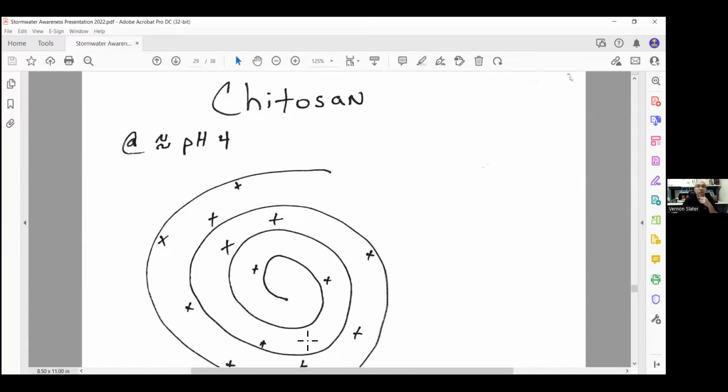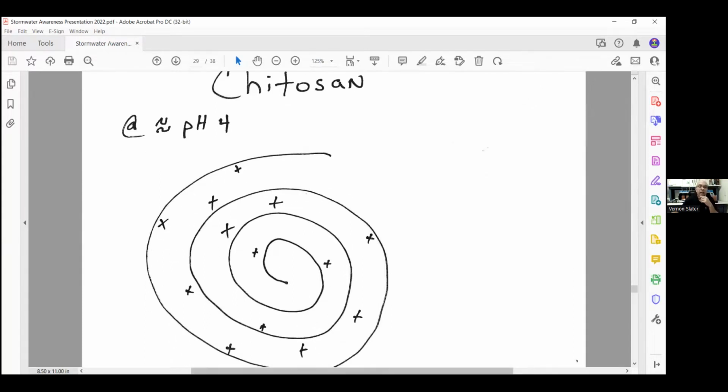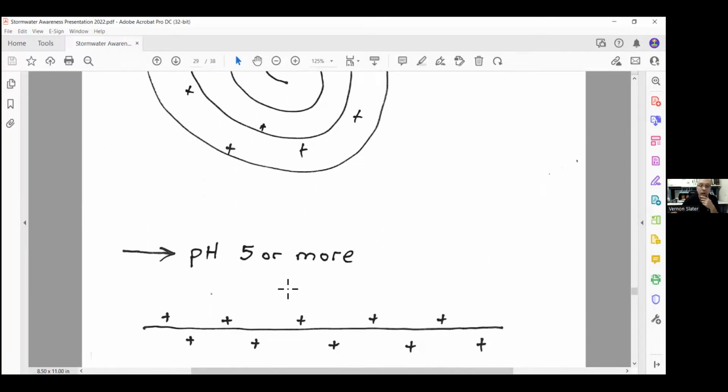Chitosan polymer starts at a pH of 4 in tightly wound molecules with all their cationic sites hidden, for lack of better words. This is a 2-dimensional diagram of a 3-dimensional structure, so it's not the best looking, but it does give a representation. As the pH rises, the long chain unfolds into a chain with many cationic sites that can now interact with and bind anionic particles of suspended solids. So at a pH of 5 or more, you start seeing the chain unwind, and all these sites are now available to attract negative anionic particles.